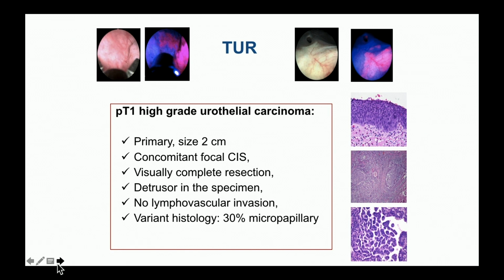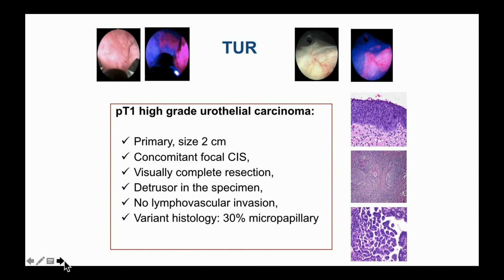If you know going in that you've got a T1 tumor, I recommend doing site-directed biopsies because you can have CIS both adjacent and remote. Has a visually complete resection, detrusor in the specimen. You cannot accurately stage T1 without detrusor muscle in the specimen, but the kicker is 30% variant histology.